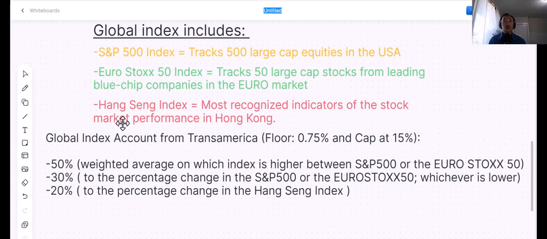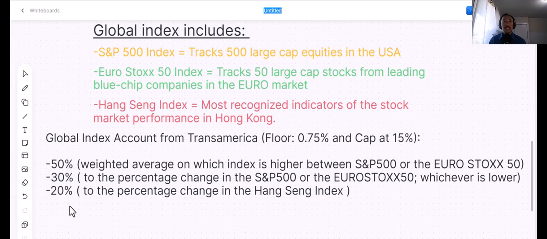So the global index is a blended rate of three indexes. 50% of the weight is from the S&P 500 or the Euro Stock 50, whichever is higher. The next 30% of that weight is from the S&P 500 or the Euro Stock 50, whichever one is lower. So between the S&P 500 and Euro 50, whichever index is performing higher at the moment, you get 50% of the weight, and whichever is the lower of the two, you get 30% of the weight. Then the last 20% comes from the Hang Seng index.